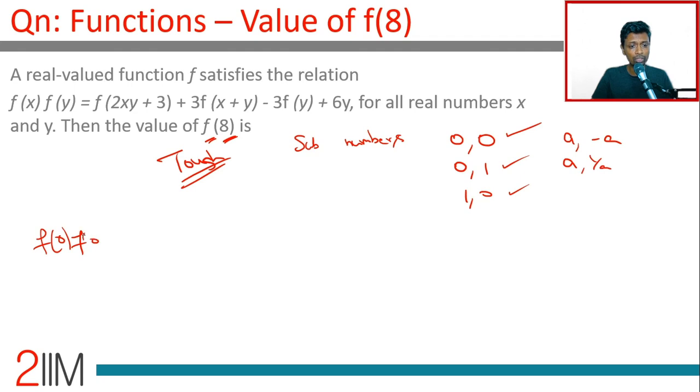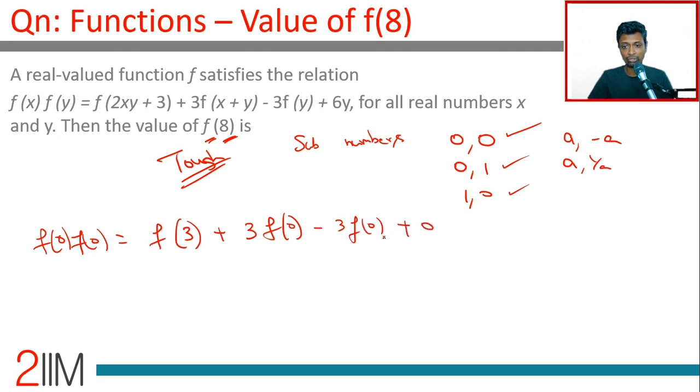F of 0 into f of 0 is f of 2 into 0 into 0 plus 3 times f of 0 plus 0 minus 3 times f of 0 plus 0. This will go away. This is nothing. F of 0, the whole square, is f of 3.